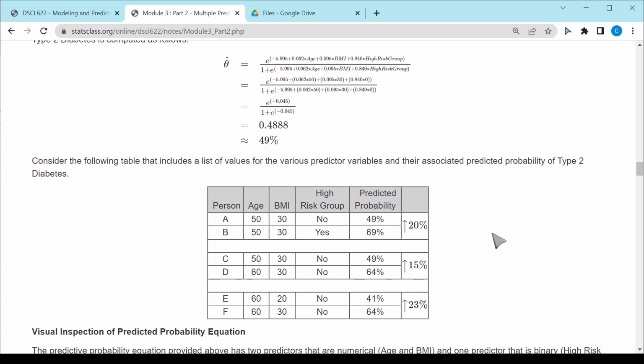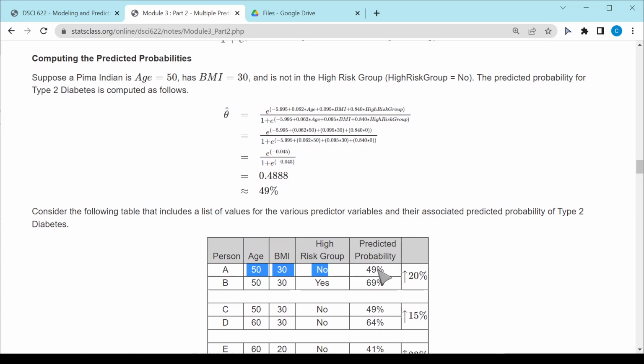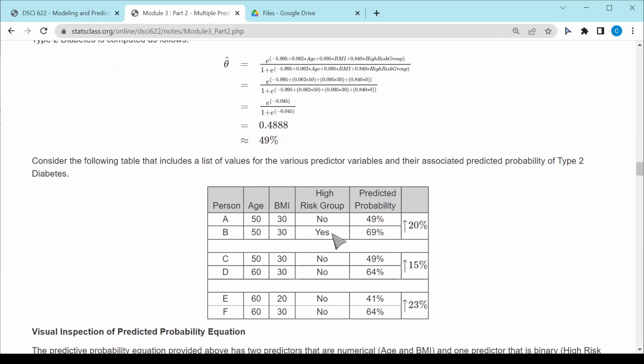Let's just look at some different scenarios here. So this first one is a 50-year-old woman with a BMI of 30, not in the high-risk group. We just said that the predicted probability is about 49%. What happens if that same age, same BMI, but this lady was actually in the high-risk group? Well, her predicted probability is going to increase by about 20% there. So given her age and BMI, being in that high-risk group increases her predicted probability quite a bit.